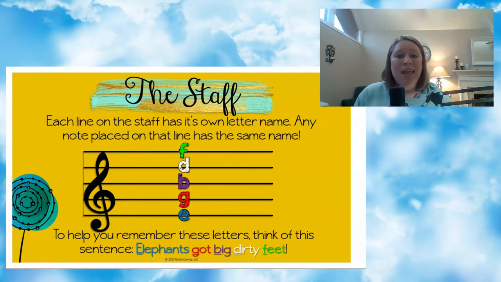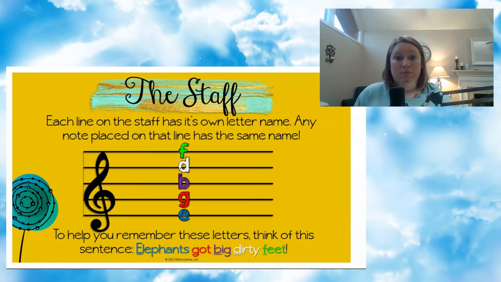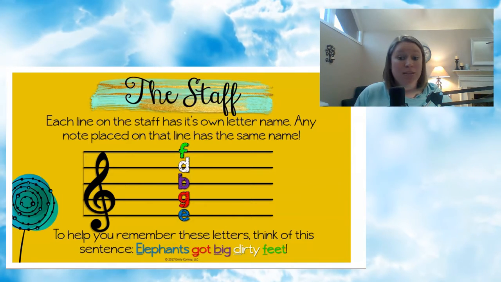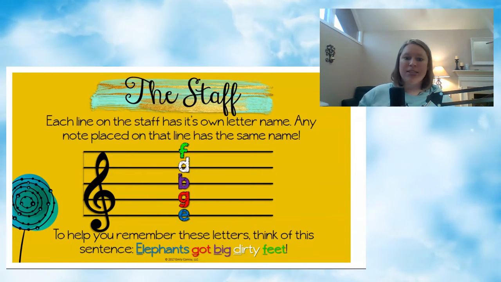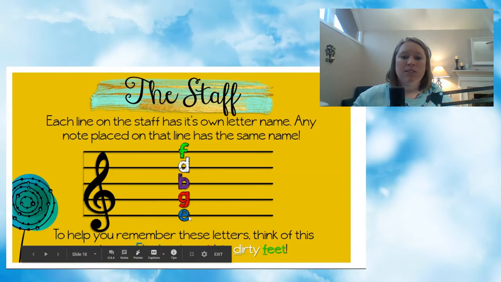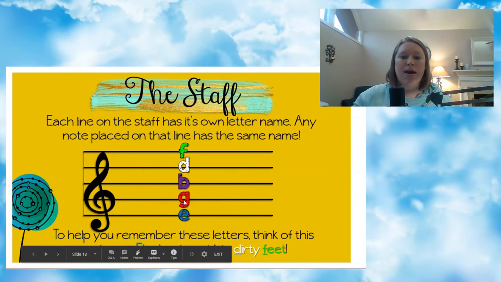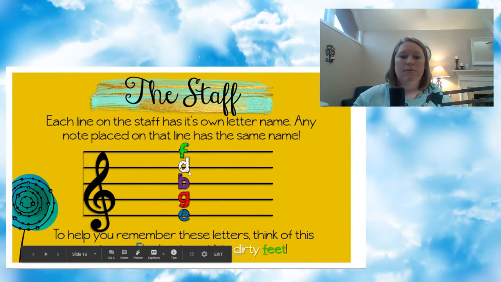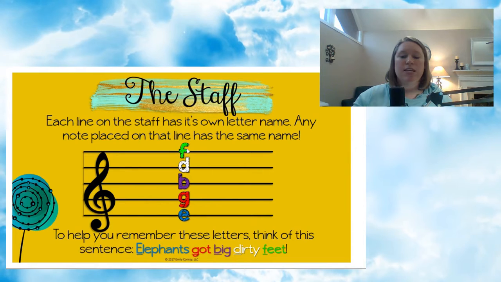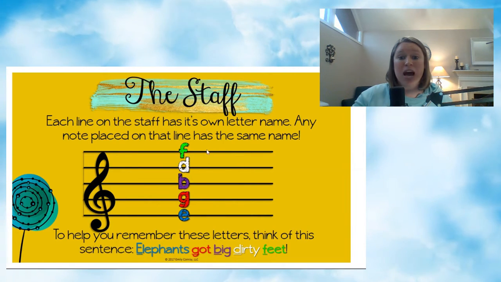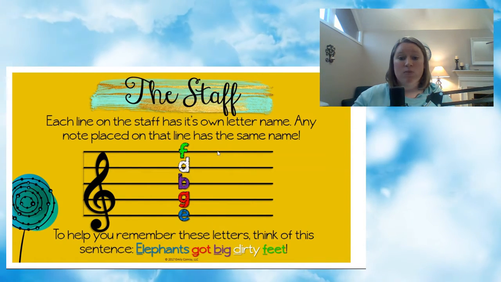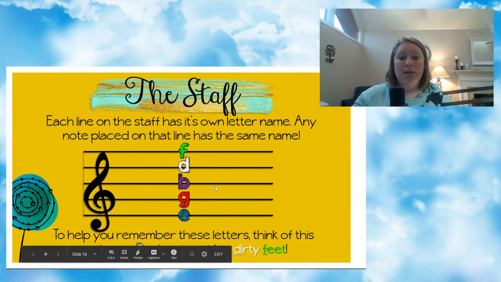Elephants got big, dirty feet. Can you remember that? Elephants got big, dirty feet. All right, so we're going to start from the bottom. This is our elephants got big, dirty feet. So any note on that top line is going to be an F. Remember, feet. Elephants got big, dirty feet.